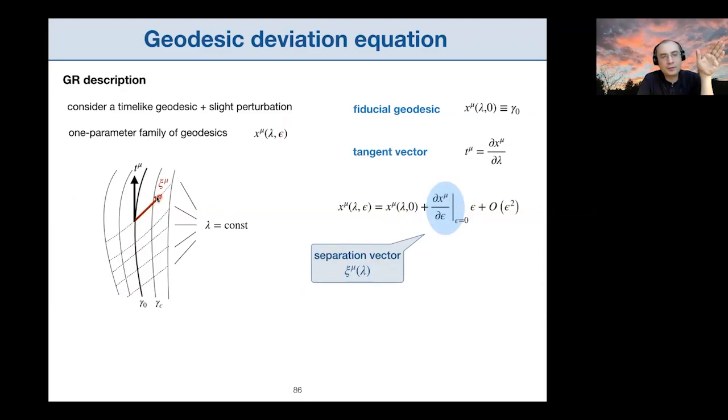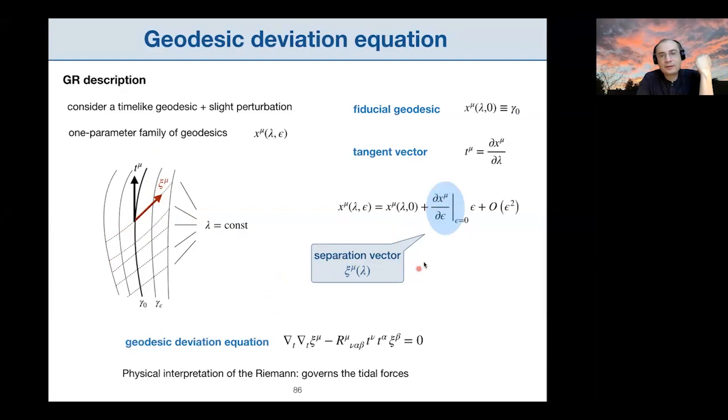If you want an intuition, I think this figure here represents this very well. It simply tells you the separation exactly along this dotted curve corresponding to the same value of the affine parameter. So this xi times epsilon connects two points on infinitesimally close geodesics, which correspond to the same lambda.